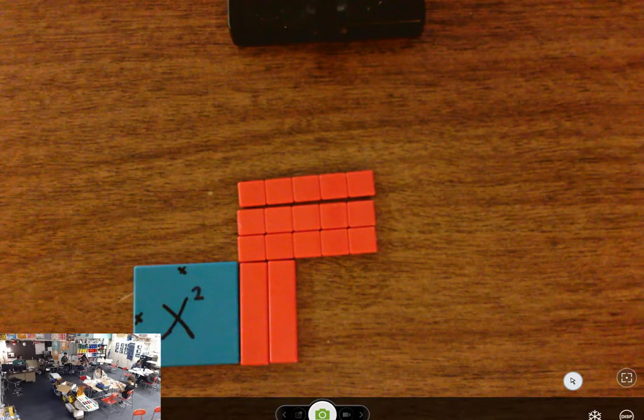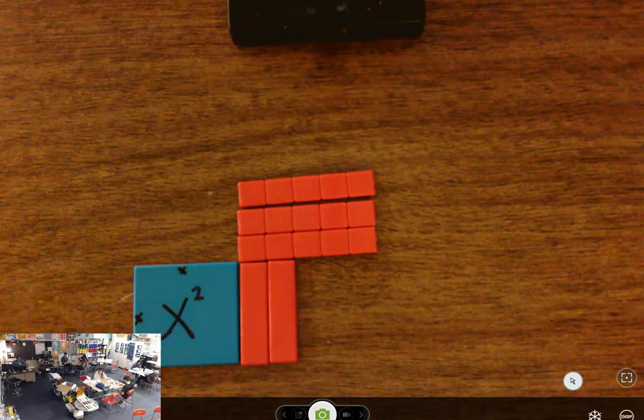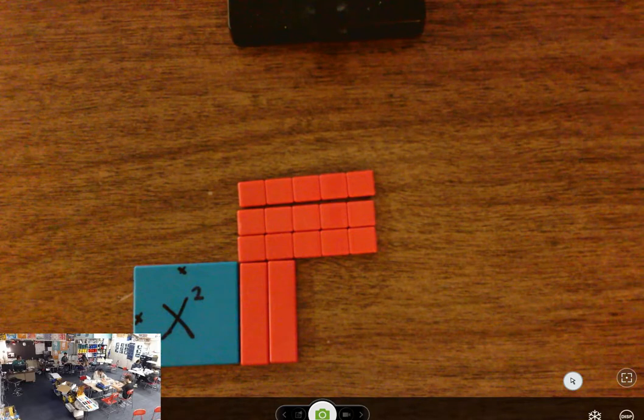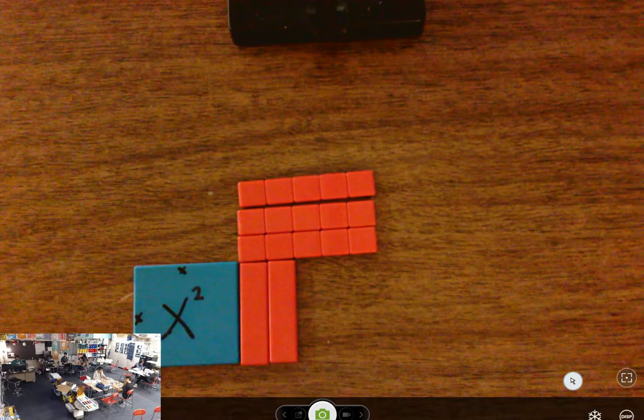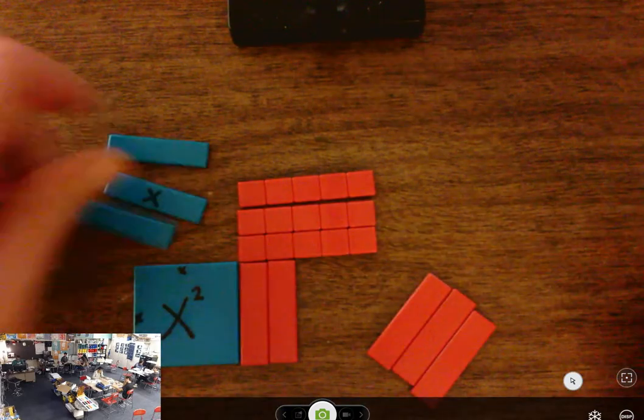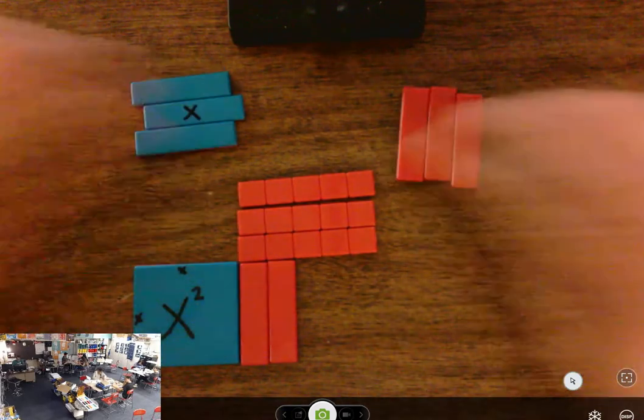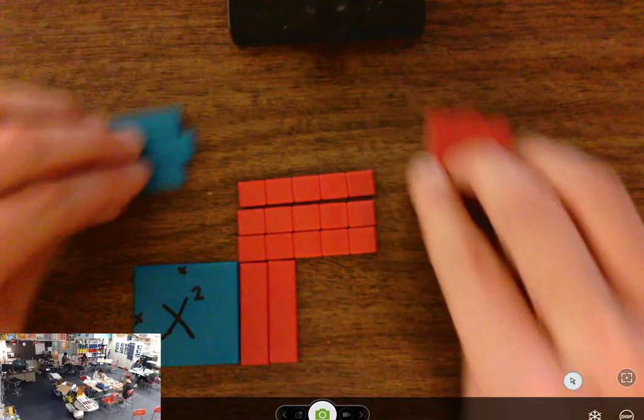I did it. How did you do it? What did you bring in? More x tiles. Well, quantify. I brought in three sets of positive and negative x tiles. Yeah, three sets of zero pairs. I love how you just said that. Thank you very much. So I bring in three sets of zero pairs, three positive, three negative.